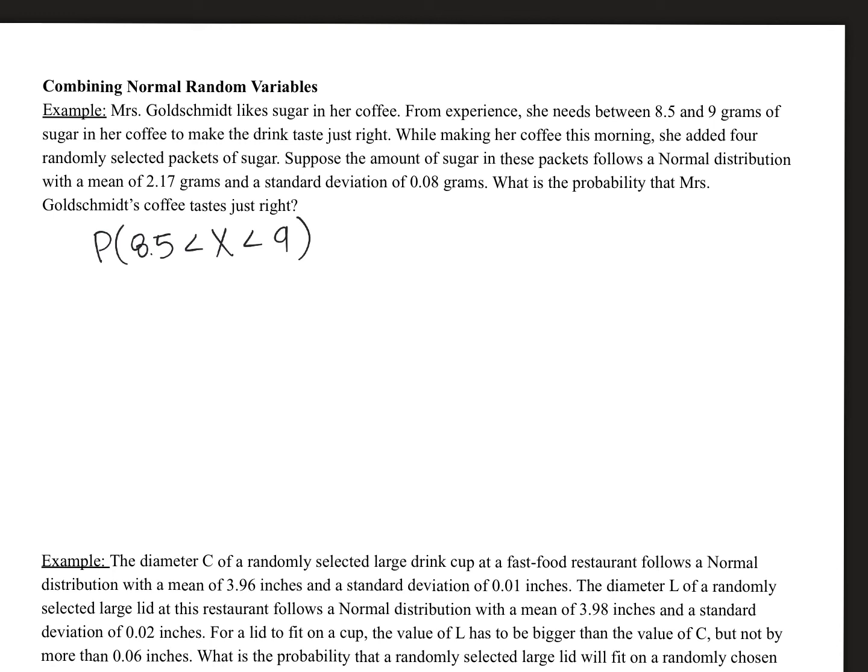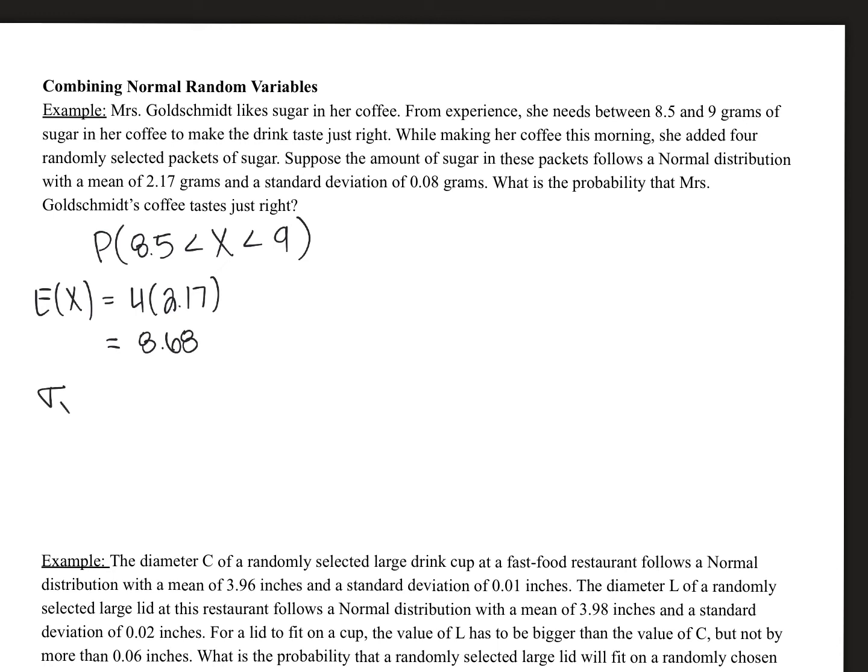Now, we can't just use the mean and standard deviation that we're given because that's for one packet of sweetener. And if we look, she added 4. So we need to recalculate our mean by taking the number of packets of sugar and multiplying it by 2.17, because each packet of sugar has the same average amount of grams in it. So we get a new mean of 8.68.